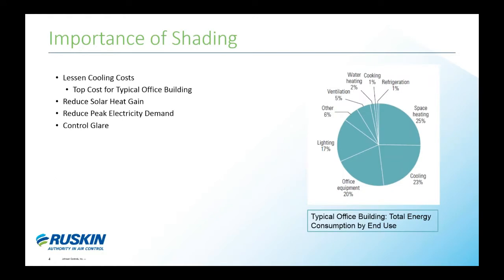When it comes to buildings, shading of any kind, whether it be overhang or vertical fins, can be used to lessen cooling cost, a top cost for a typical office building after space heating. Along with lessening cooling costs, sunshades also reduce solar heat gain, reduce peak electricity demand, and control glare, resulting in greater productivity with greater occupant comfort.